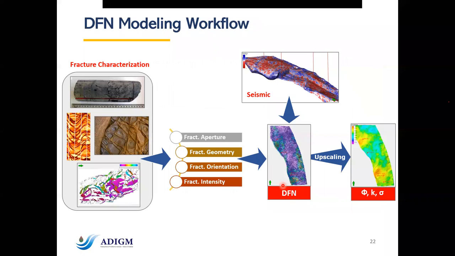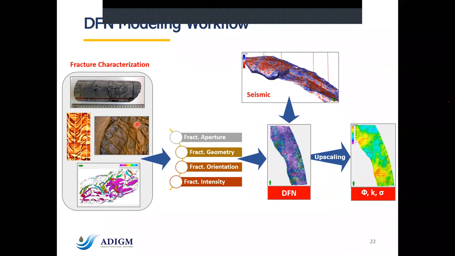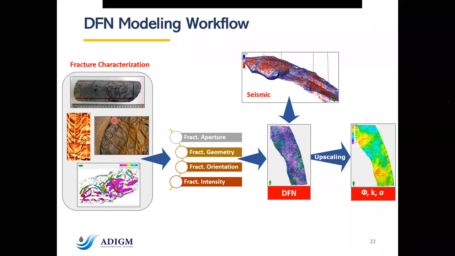So this is the DFN modeling workflow. We start with similar fracture characterizations. We use oriented core, image logs, outcrop analogs, and the seismic interpretations of the fractures. And then from this information, we derive the information about the fracture aperture, which we will discuss shortly, the fracture geometry in terms of length and height, and then the fracture orientations, and then the fracture intensity.